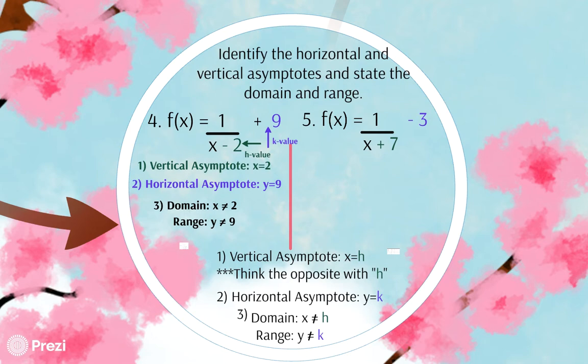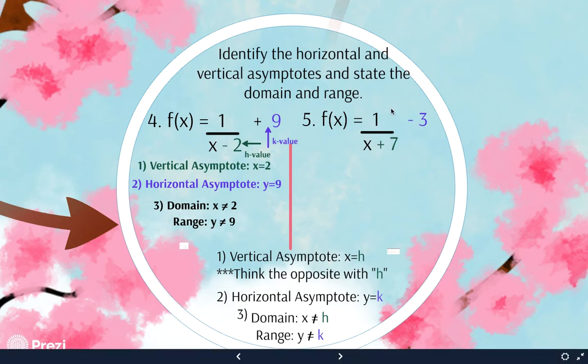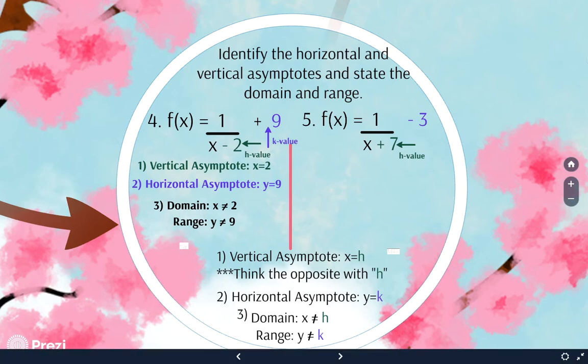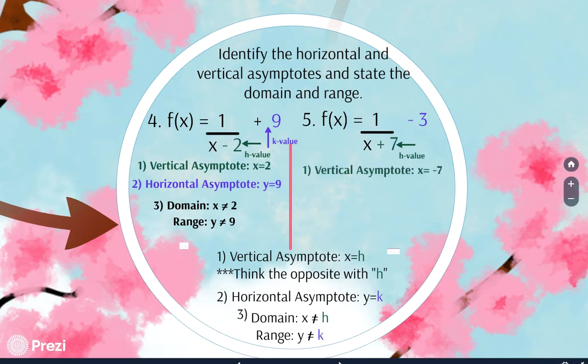Okay, so for our next one, example 5, if you think you understand this, go ahead and pause the video, do it on your own, and see if you end up getting it right. As long as you know the h and k, you're golden. So our vertical asymptote. Where is the h value in example 5? It's right there. So our vertical asymptote is x equals, now we think the opposite. Since it's a positive 7, it will now be a negative 7. So x equals negative 7.